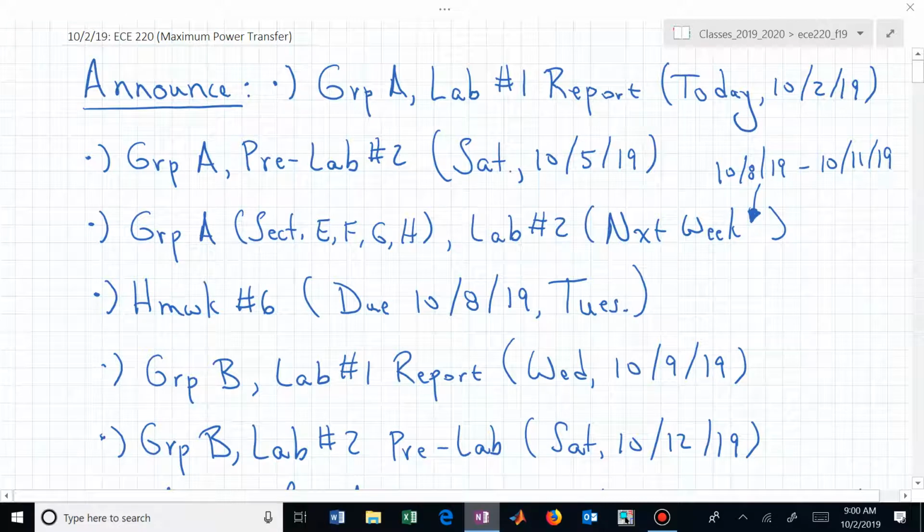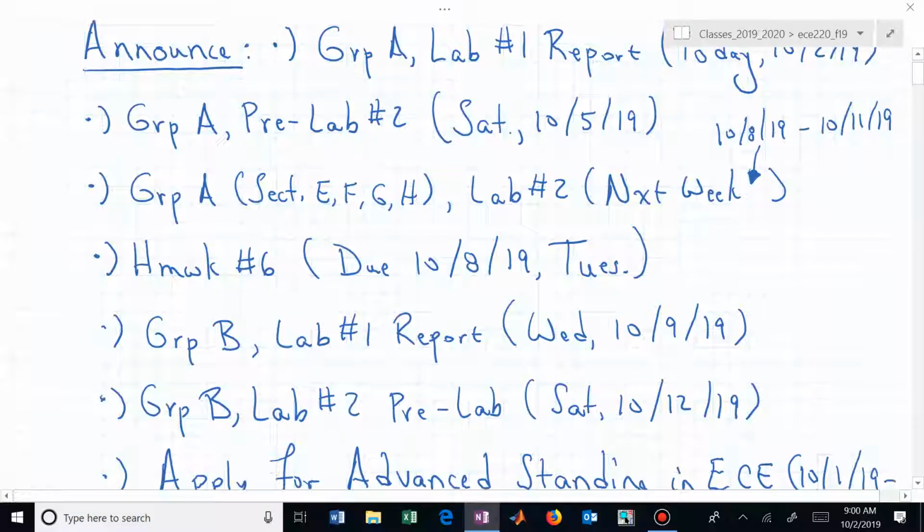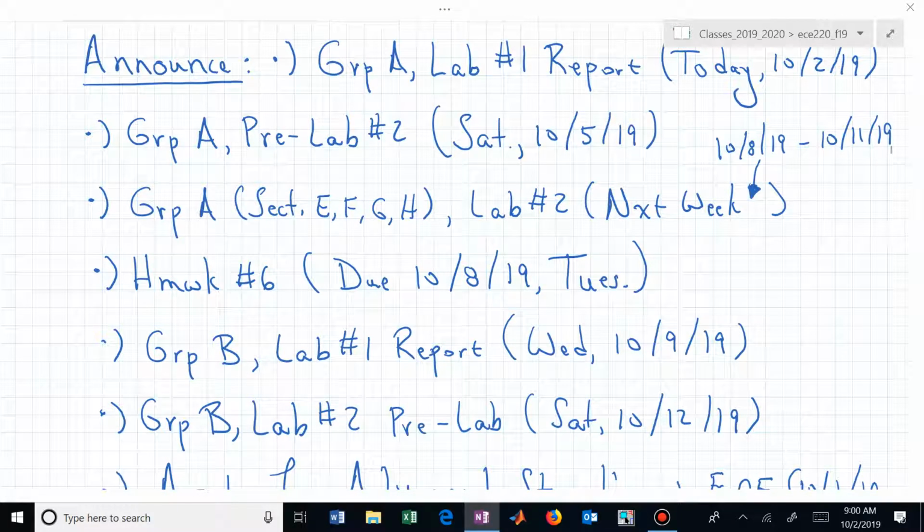You guys have a fair amount to do yourselves. As you know, your lab number 1 report, if you're in Group A, is due today. Your pre-lab for lab number 2, if you're in Group A, is due on Saturday. Group A's lab number 2 will actually be next week, starting on Tuesday and working your way through Friday if you're in Group A.